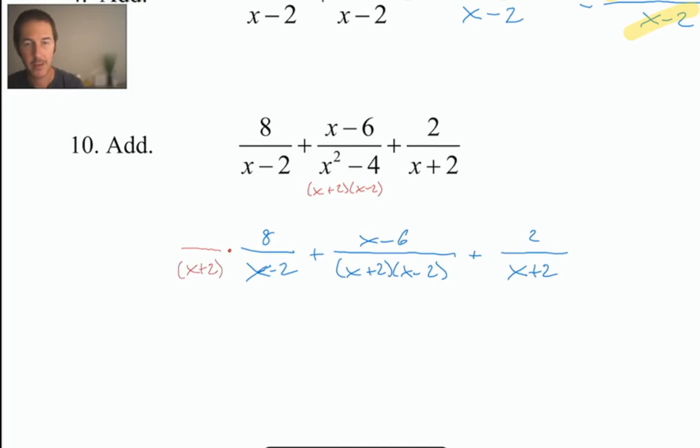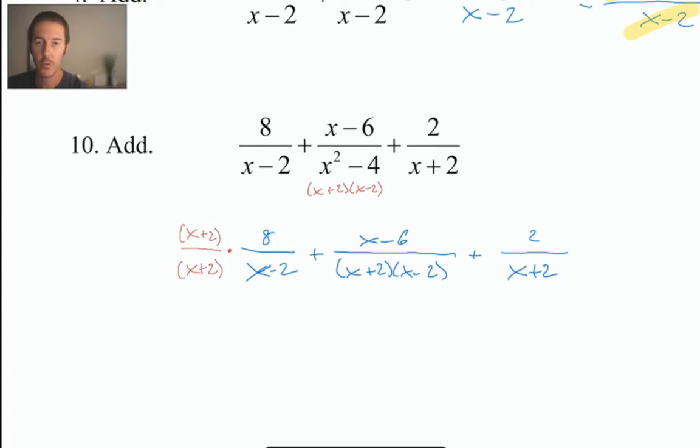So I'm going to multiply an x plus 2 into that first denominator. But if I multiply an x plus 2 into the first denominator, I must also multiply an x plus 2 into the first numerator. So what I'm really multiplying by is, you guessed it, the number 1. And what happens when we multiply by 1? Well, nothing, sort of. It's not going to change the value of our initial fraction, but it is going to change what it looks like. Most importantly, it's going to change what the denominator looks like.